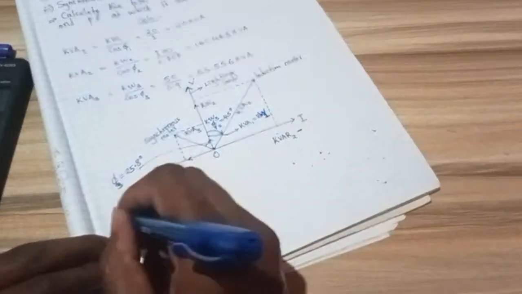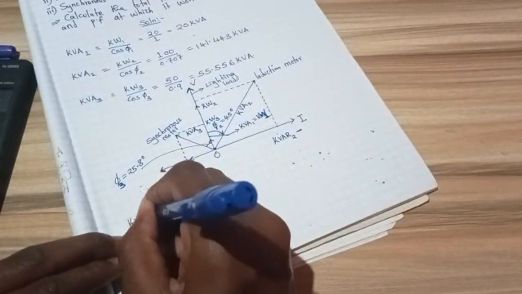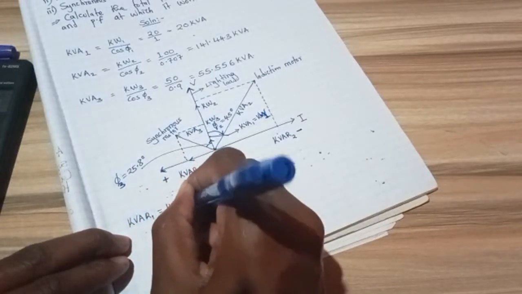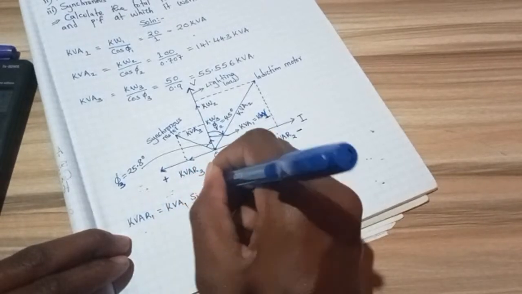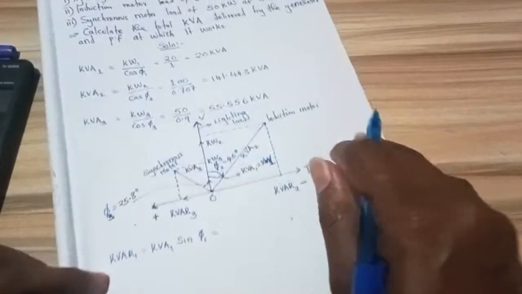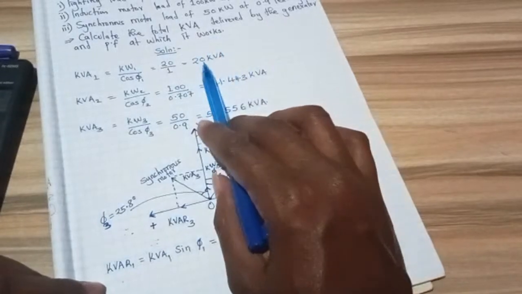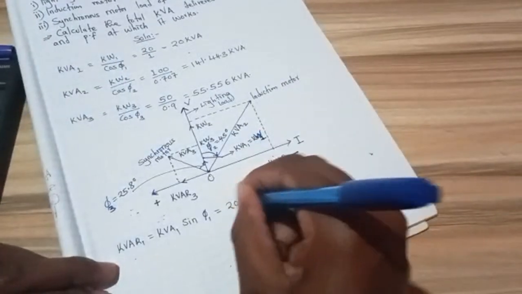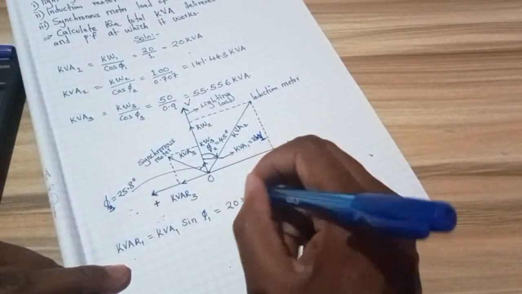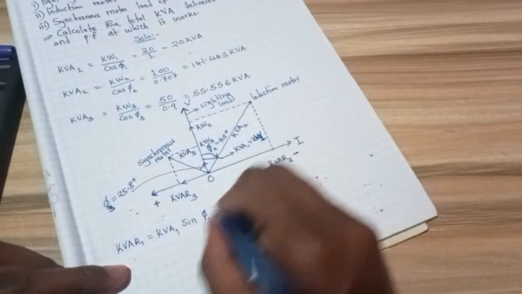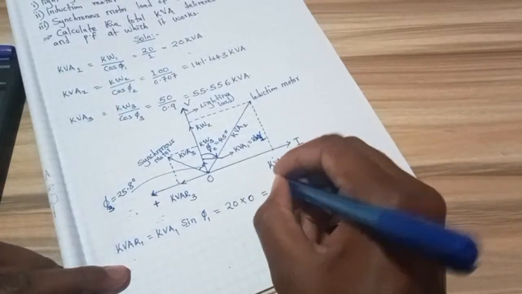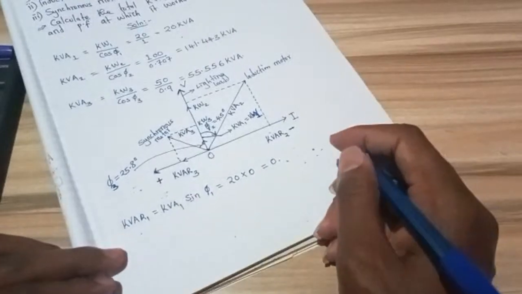So the first one is reactive power, kVAR 1, which is equivalent to apparent power, kVA 1 sine of phi 1, and this is equivalent to, we had our first apparent power as 20 kVA, so this is 20 multiplied by sine phi. Our angle is 0, so sine phi 1 will be equivalent to 0, and this gives 0 reactive power.